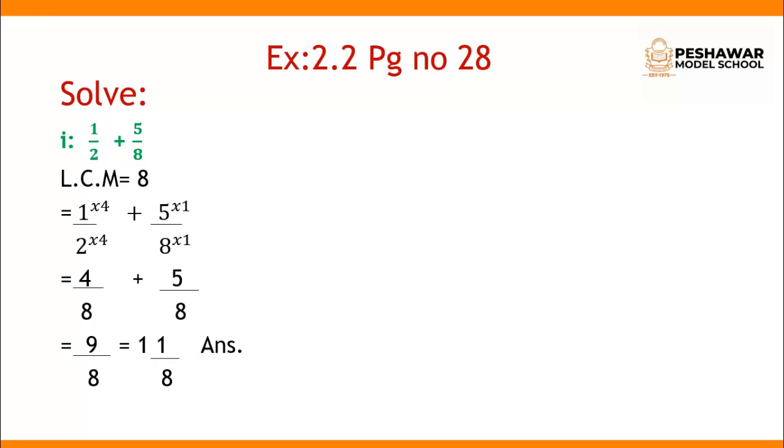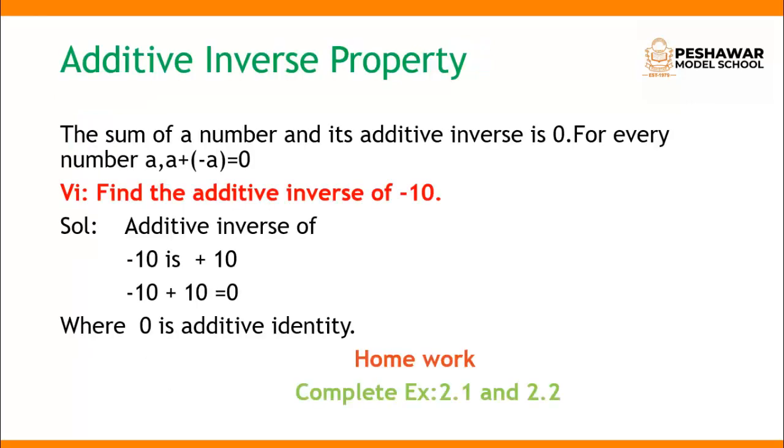Then 1 four is 4, 2 fours are 8, plus 5 ones are 5, 8 ones are 8. Now our denominators are the same. We have to add these rational numbers. Then 4 plus 5 is 9 divided by 8. Then you have to convert it into a mixed fraction. 1 whole 1 by 8 is your answer. Now complete all the remaining parts the same way by using the LCM.